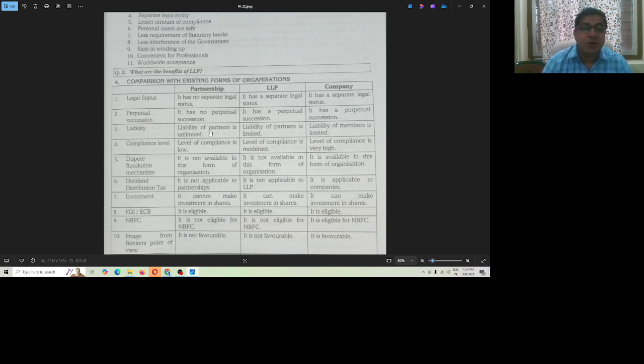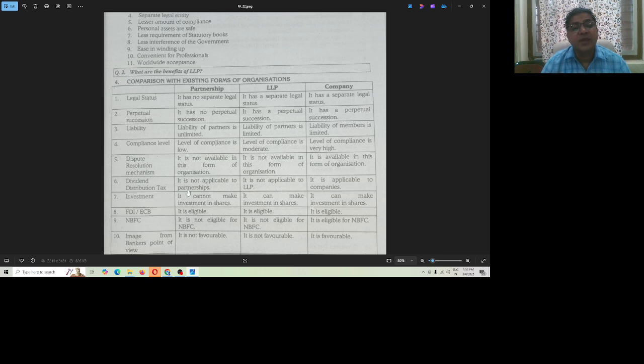Liability: liability of the partners in the Partnership Act 1932 is unlimited, but in LLP the partners' liability is limited and the company's members' liability is also limited. Compliance: the level of compliance is very low in partnership, moderate in LLP, and very high in a company. Dispute resolution mechanism is not available in the Partnership Act, it is also not available in the LLP, but it is available in the company.